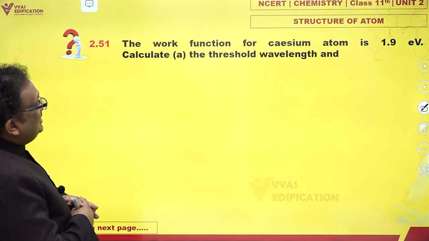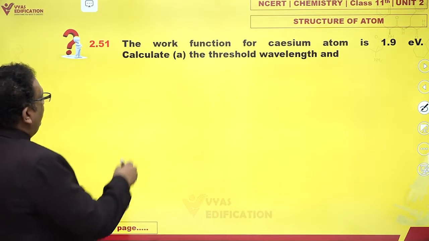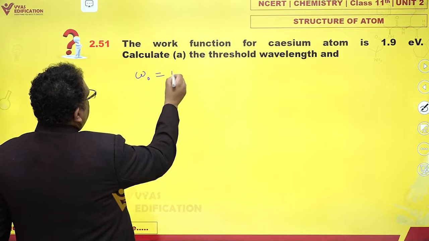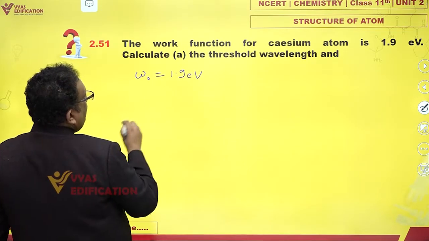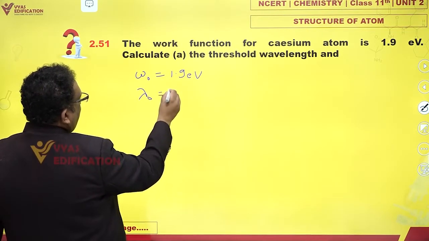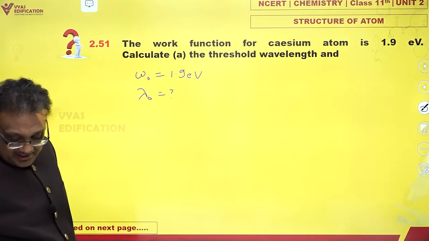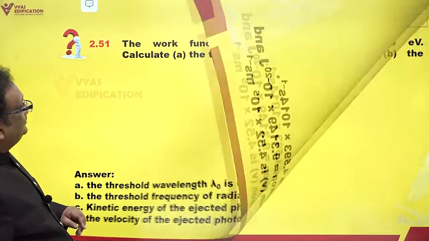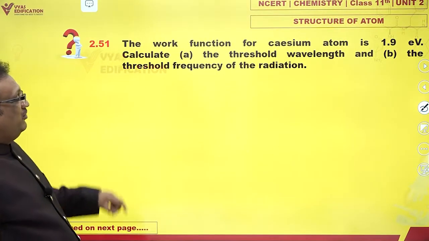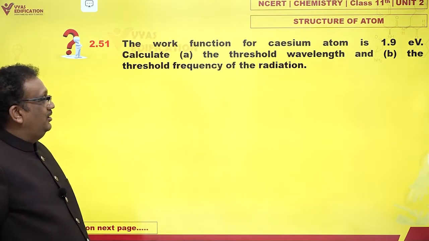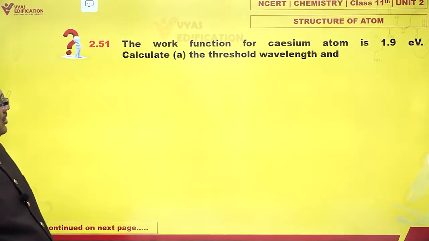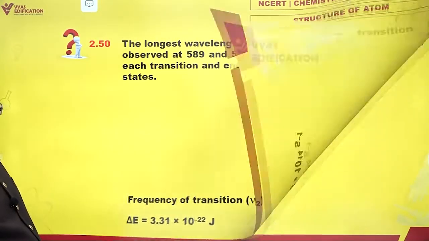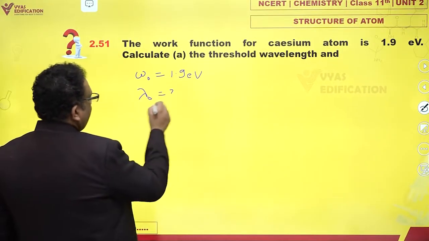The work function for cesium atom is 1.9 electron volts. Threshold wavelength is expected, and what else is expected? Threshold frequency. Well, I guess that's not a magical thing. We can do that very easily. How?